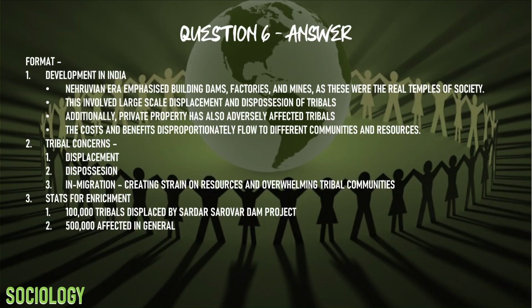So coming to the answer, first we have to explain how national development took place from independence, and then we can also give a brief on how this is affecting the interests of tribals and their development, and the contrast or conflict between development of the country and development of the tribals, according to Nehru. And so this construction and development of infrastructure led to large-scale displacement and dispossession of tribals from their lands. And additionally, private property has also adversely affected tribals because their notion of ownership is based on community ownership. They don't advocate or even adopt the principles of private ownership.